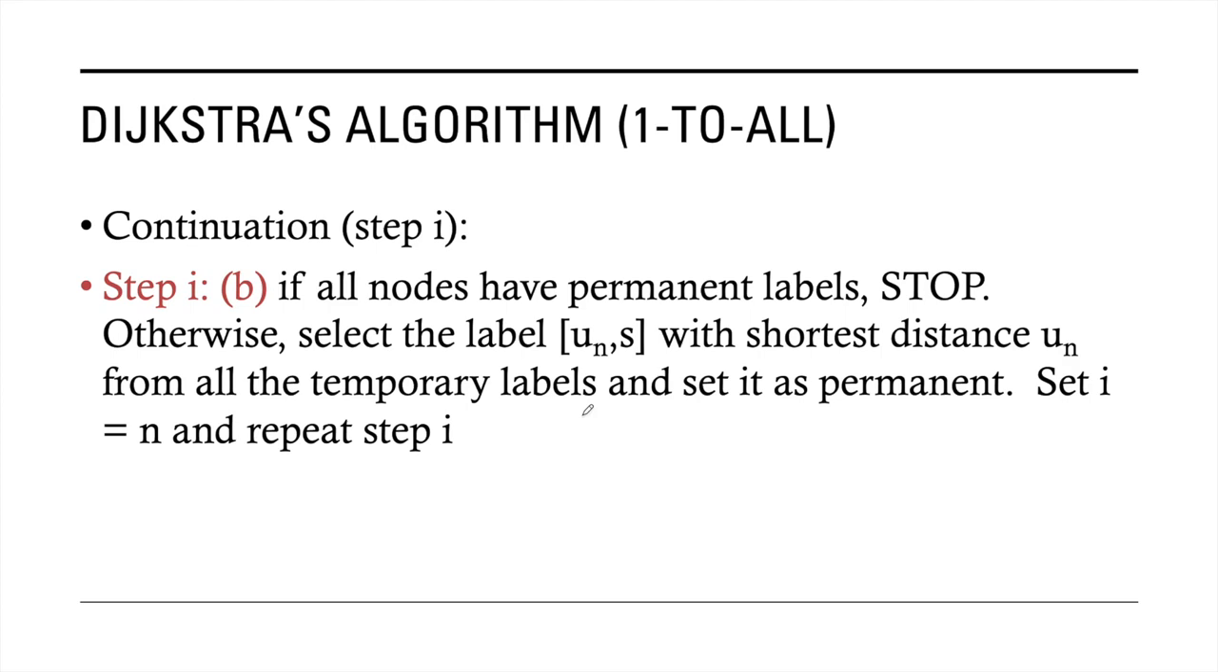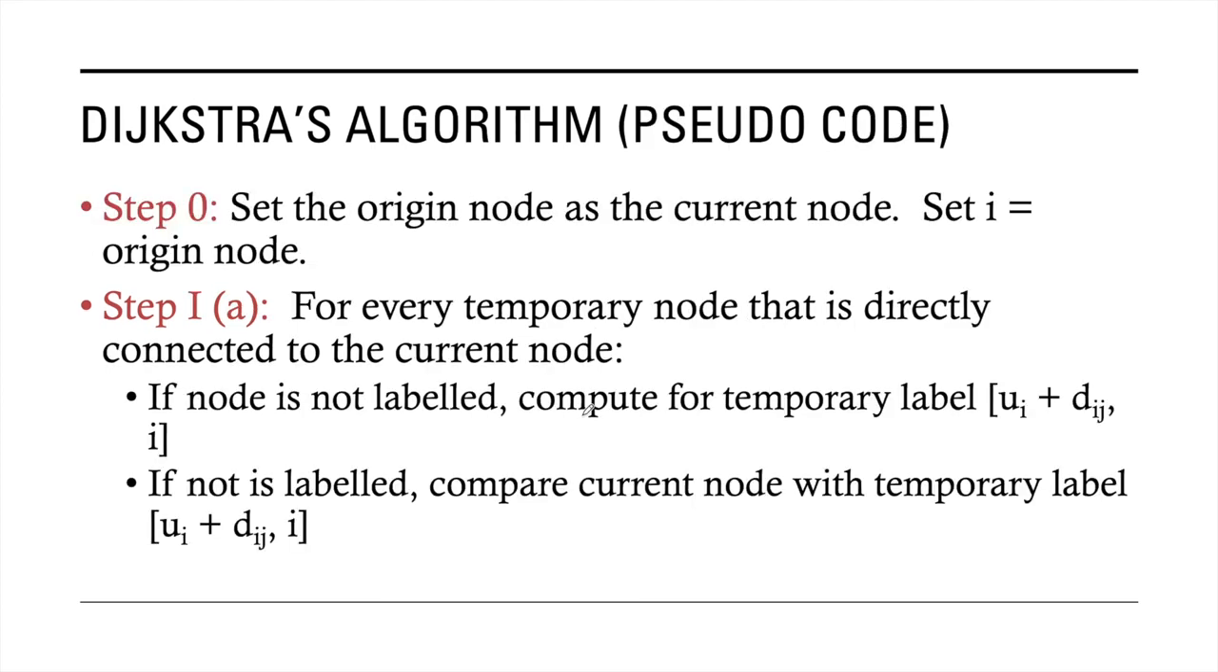Now, the next two slides will contain the pseudocode for Dijkstra's algorithm. Okay, so again, step 0, initialization. We set the origin as the current node, and we set i to be the origin node. So i, in this case, is your current node, where we are right now.